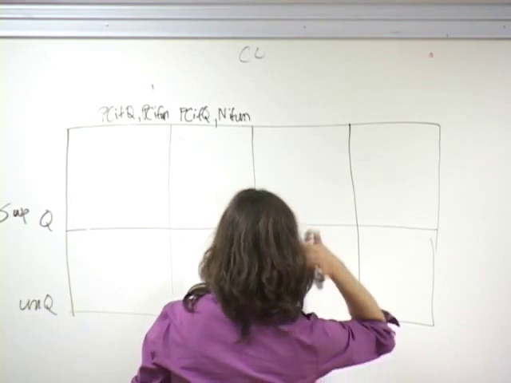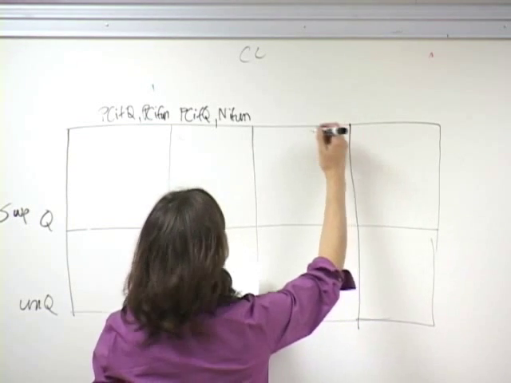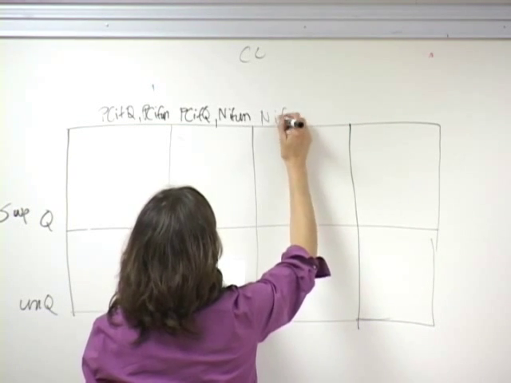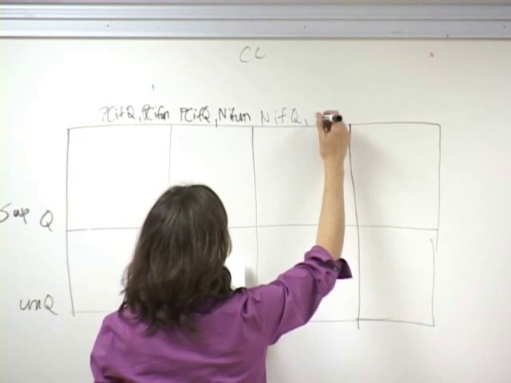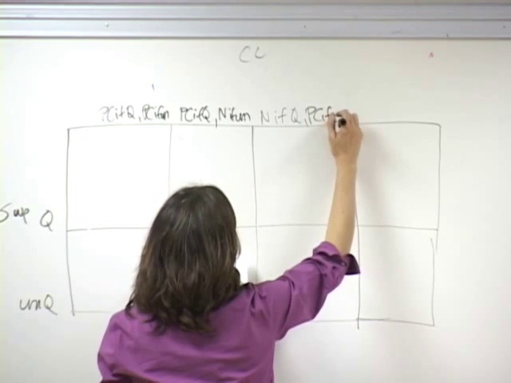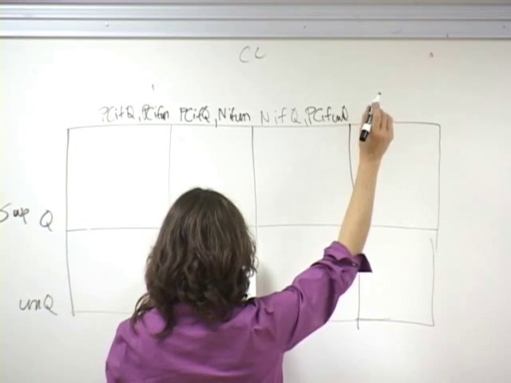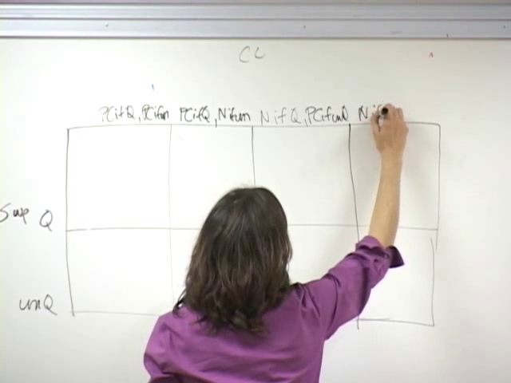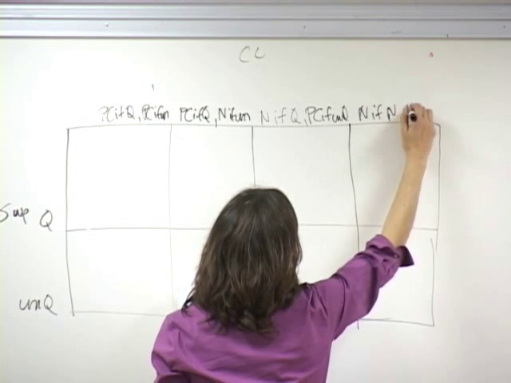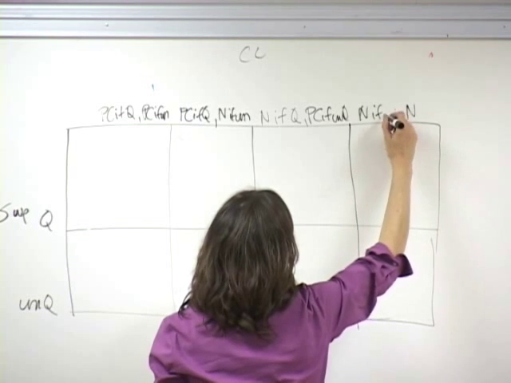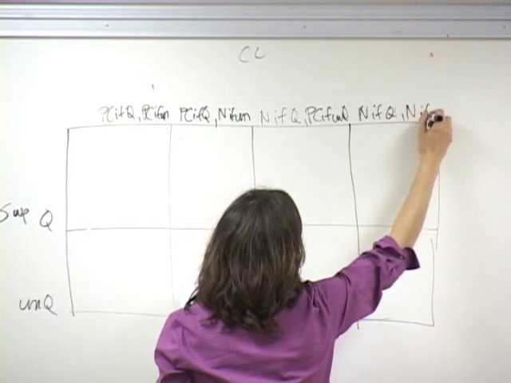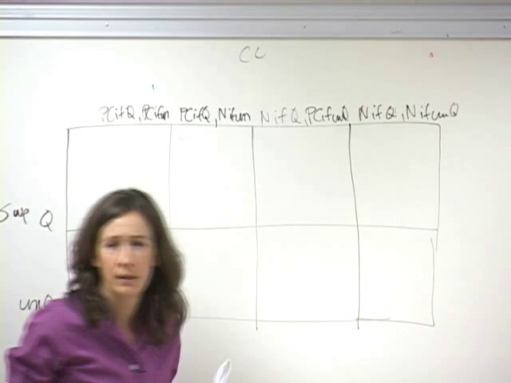Here we have not if qualified, PC if unqualified, and we have not if not if qualified, not if unqualified.